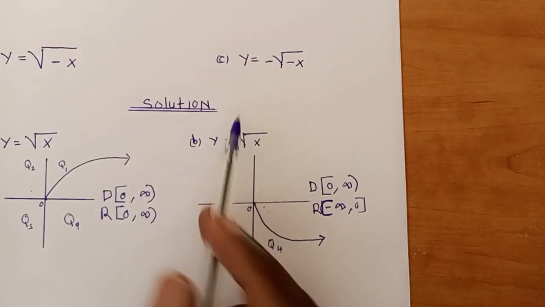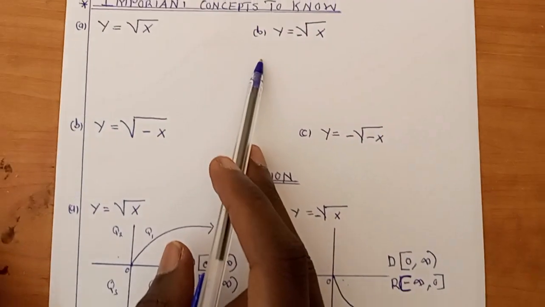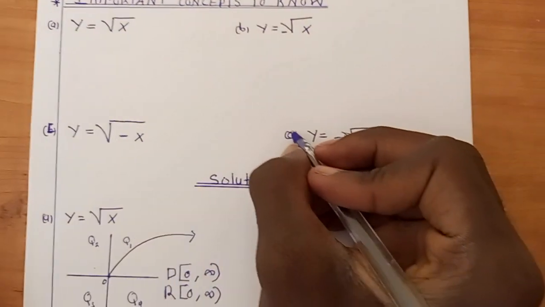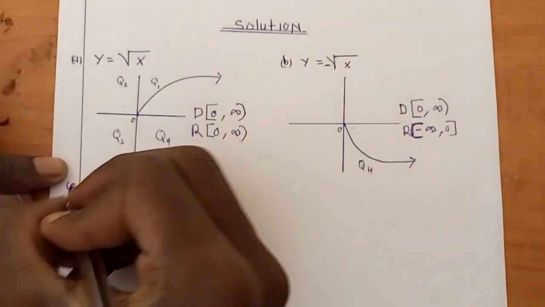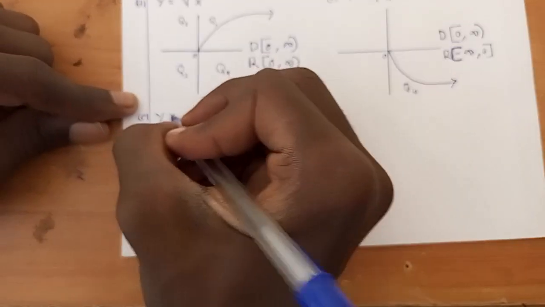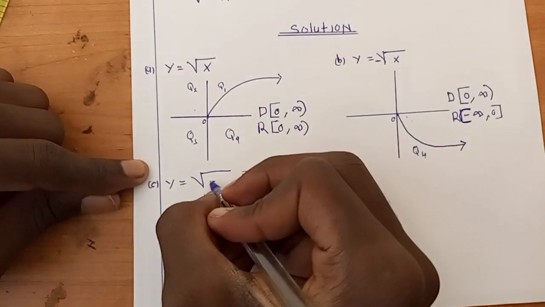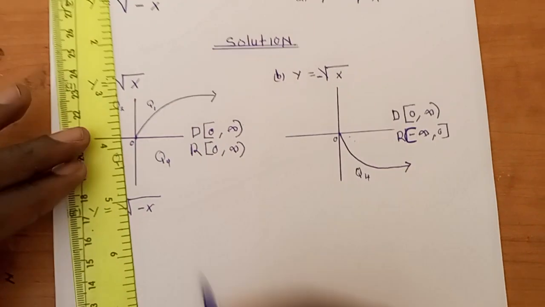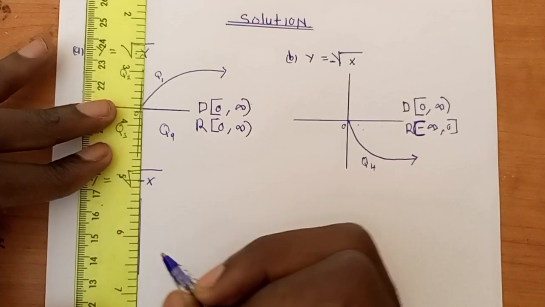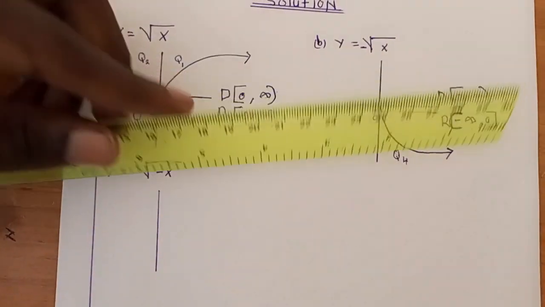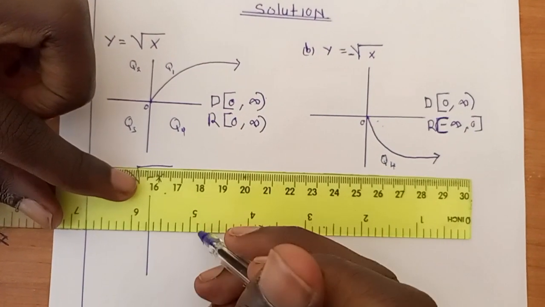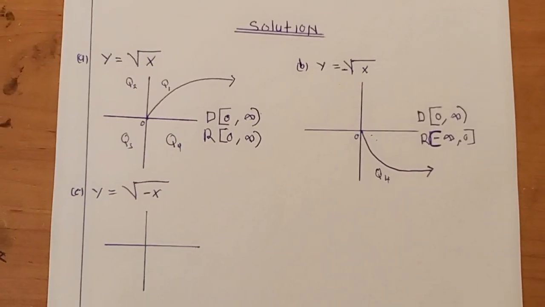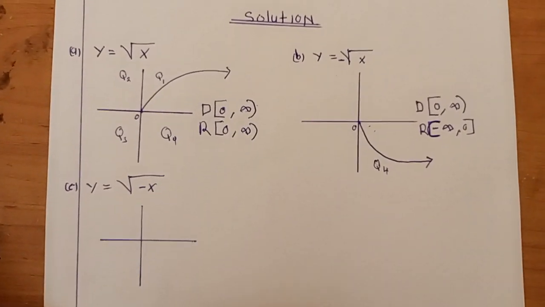We have A, B, C. So this one is supposed to be C, then D. Let's get to C. Now C is simply saying y is equal to the radical of negative x. How do we plot this one? The same concept applies.